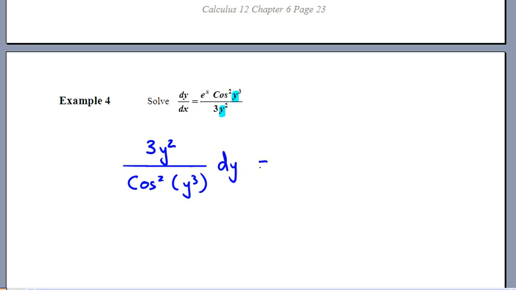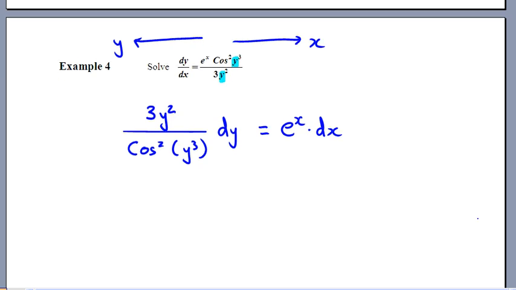Now, what's left over here on the right-hand side? Not much. e to the x dx. So I'm doing my usual game, right? I'm separating the variables, and y's are going this way, x's are going that way. The dy stays on the left, and the dx is going to go over to the right-hand side. Okay, well, I now have to do 2 separate integrals.